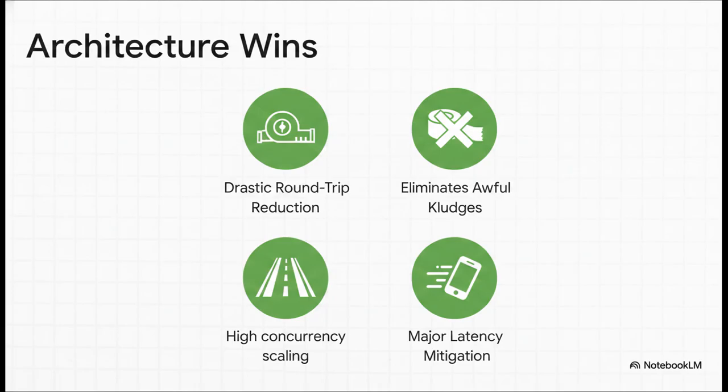Finally, Section 6, Advantages and Remaining Challenges. Look, the advantages of HTTP/2 are simply undeniable. The combination of binary efficiency and multiplexing leads to a massive, drastic reduction in network round trips. It completely wipes out the need for those awful kludges like domain sharding or file concatenation. It scales beautifully when you hit high concurrency, and it provides some major latency mitigation, which is absolutely critical if you're on a mobile device dealing with a spotty, high-latency network.